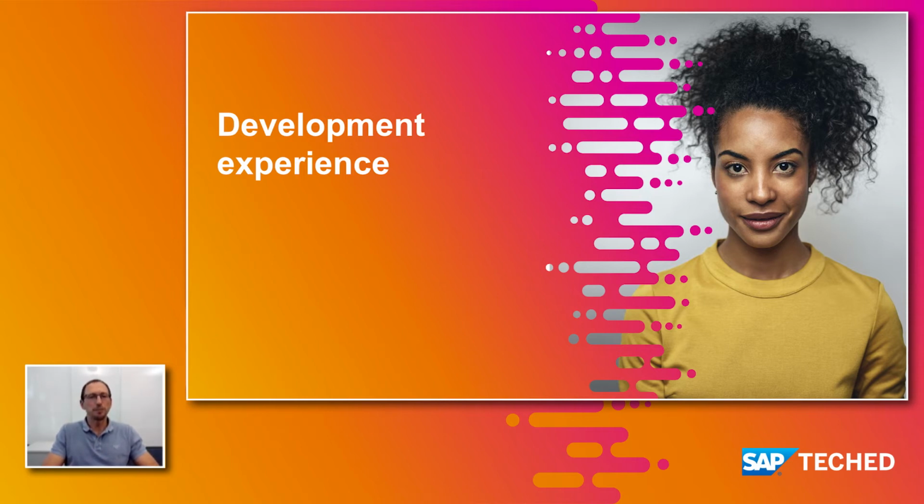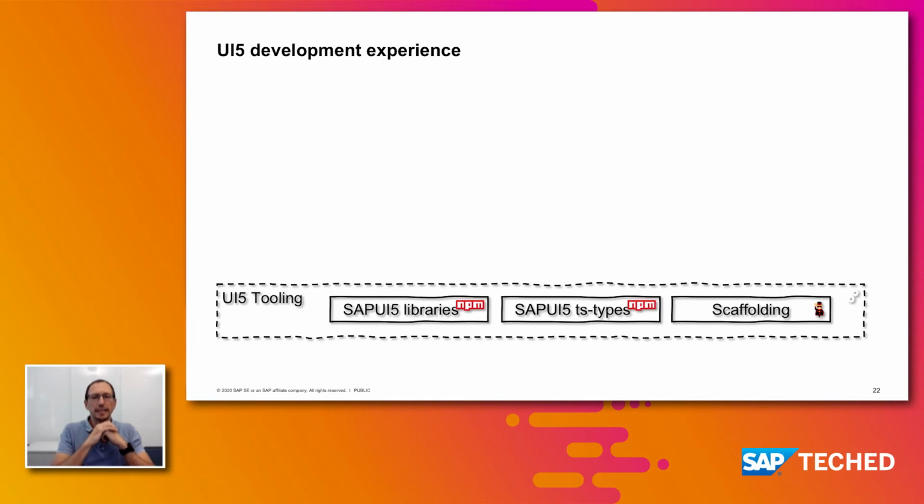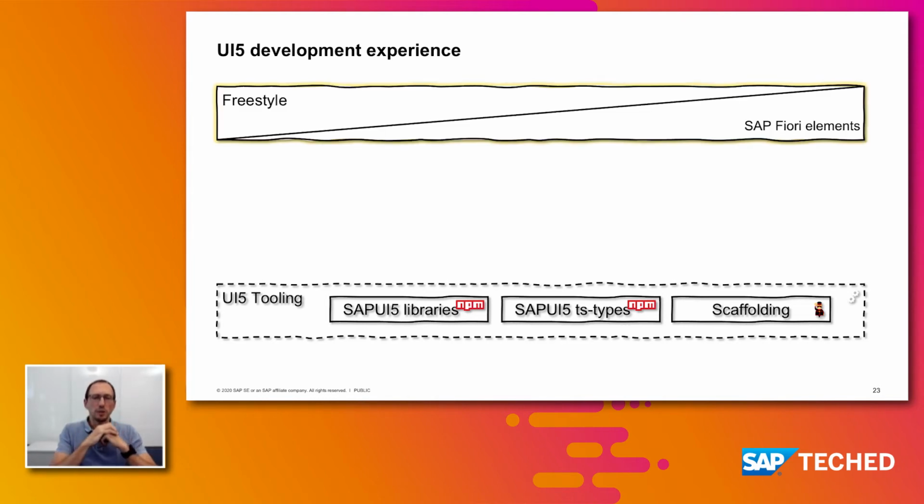Now let's look into the development experience. So we start here directly again with the bridge to what we heard beforehand. The UI5 tooling is also part of the development experience. So we have the UI5 libraries on NPM. We also have the TypeScript definitions on NPM. And we also have some generators on NPM that put you in a position to generate and work with UI5 Freestyle and Fiori elements applications.